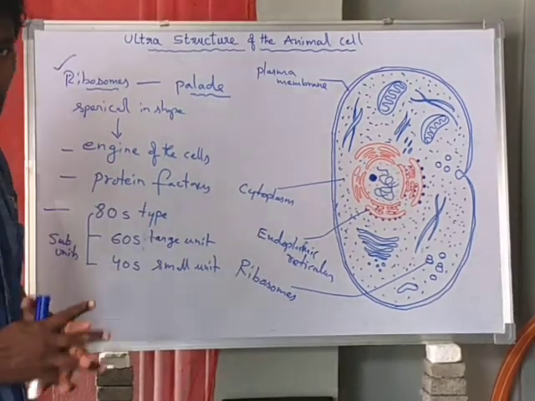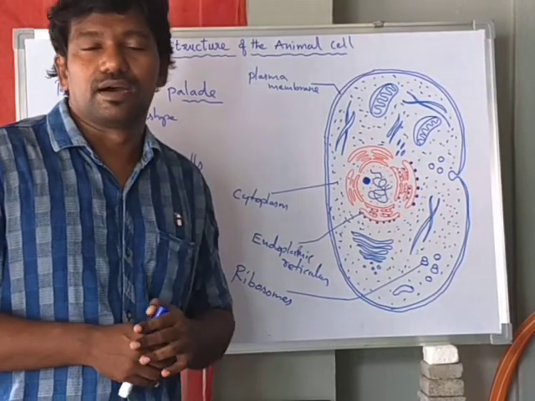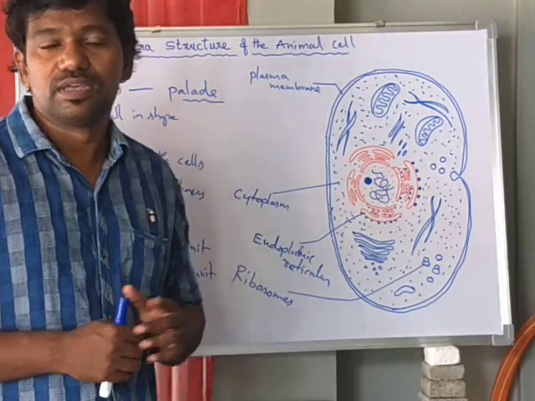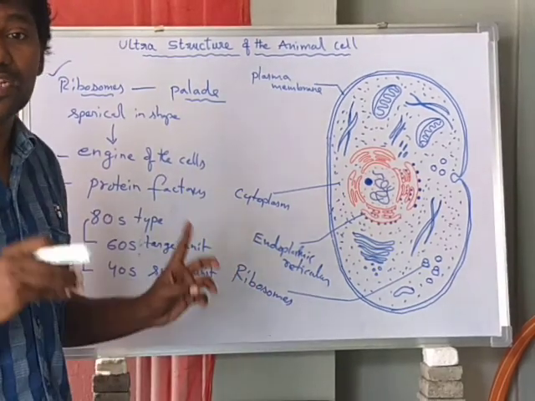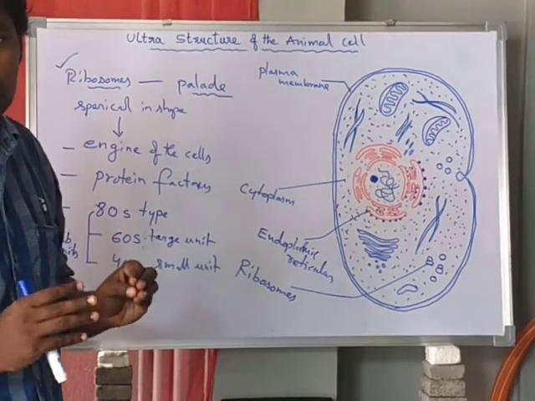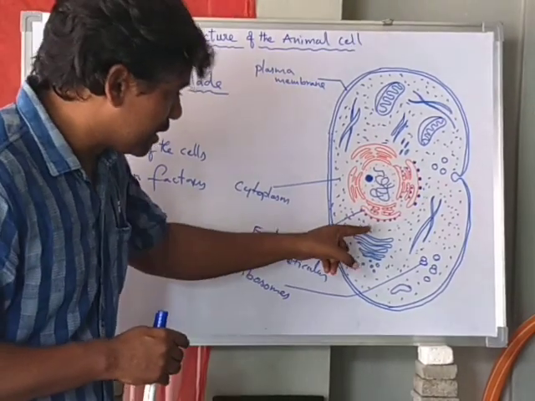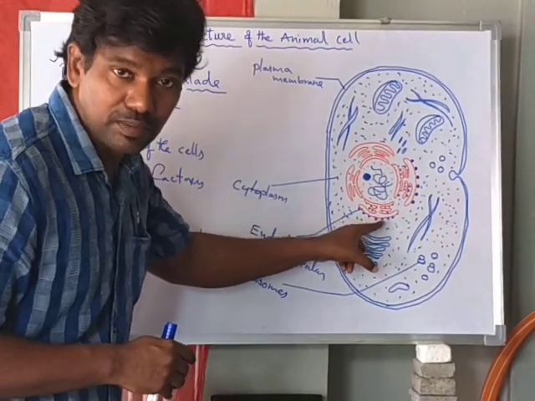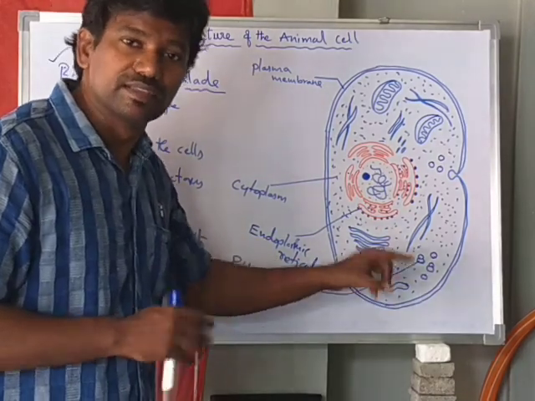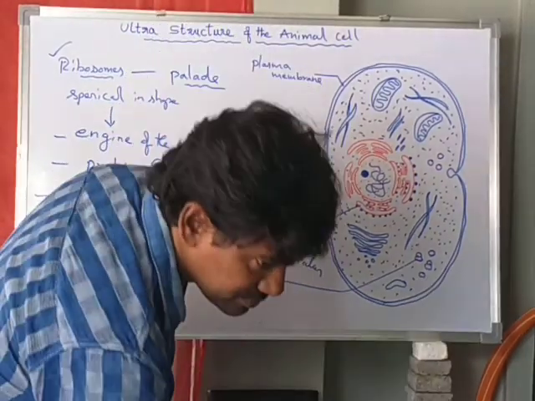Generally ribosomes are rich in RNA and proteins. The ribosomes are responsible for protein synthesis. Some of the ribosomes are attached to the endoplasmic reticulum, and some are free in the cytoplasm.